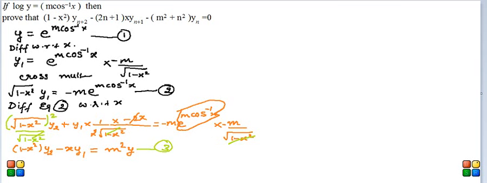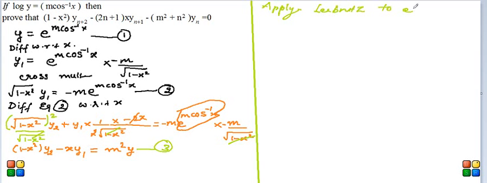Now we will apply Leibniz theorem to equation 3. So first we will take these two functions x and y.